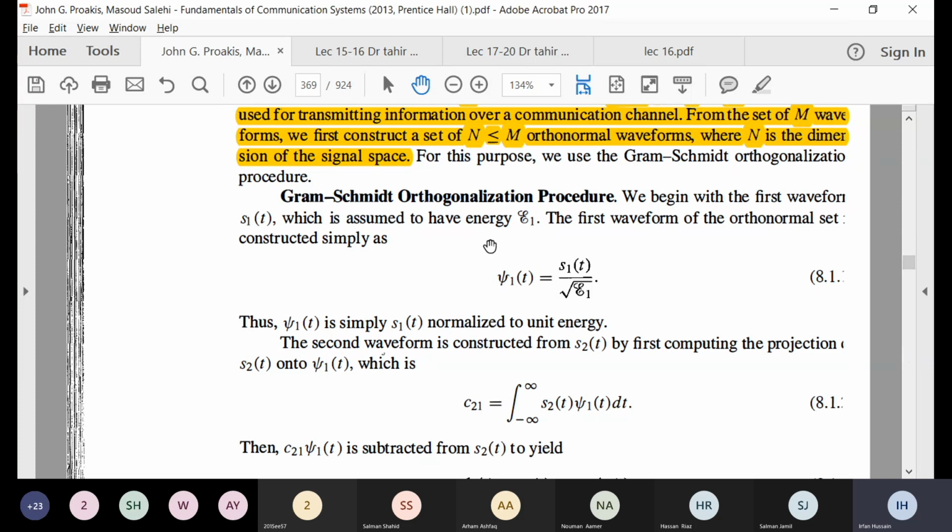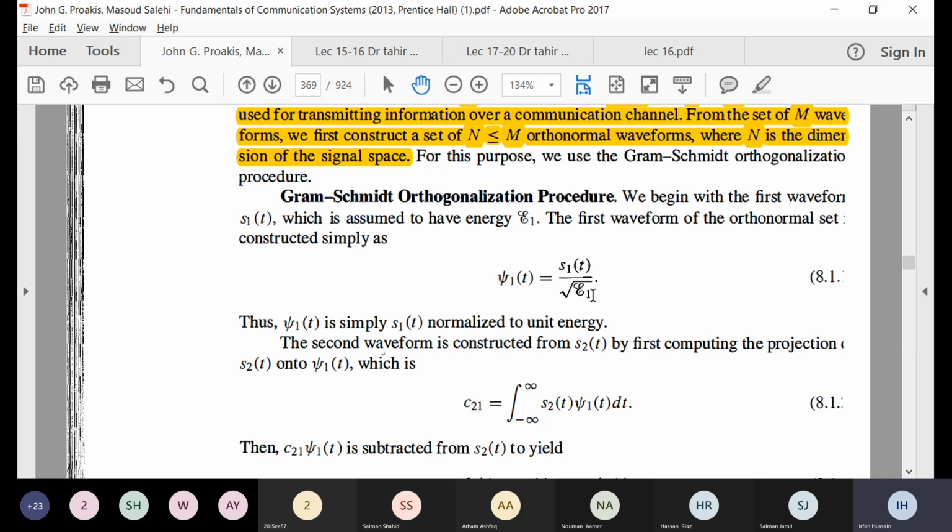Alright, coming back to the lecture. So you have S1, you will just divide S1 by the square root of the energy, where E1 is the energy. Once I take its square root, I am in a way finding its maximum amplitude, you can just say. And once I divide by the square root of the energy, this means I am normalizing my signal.